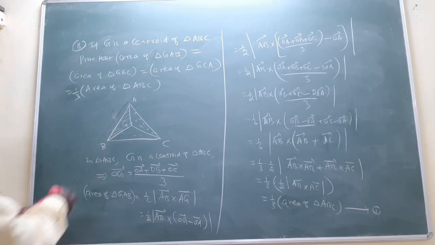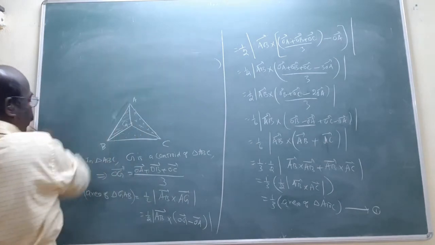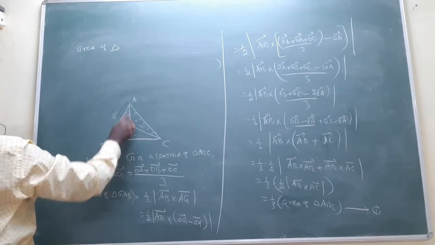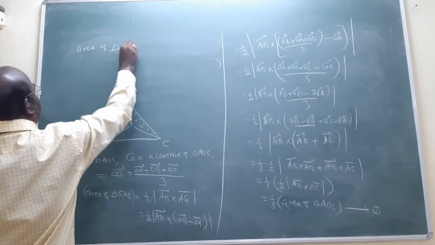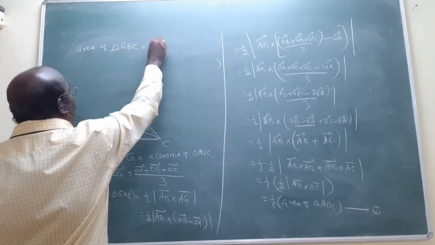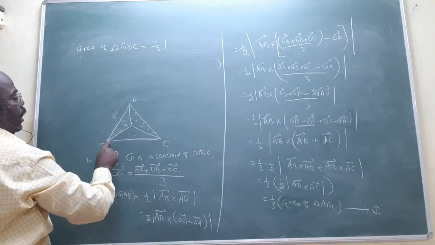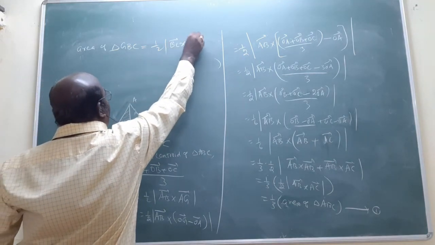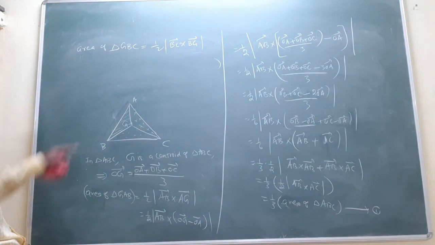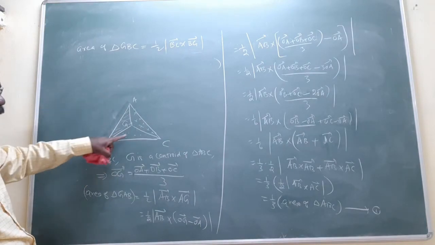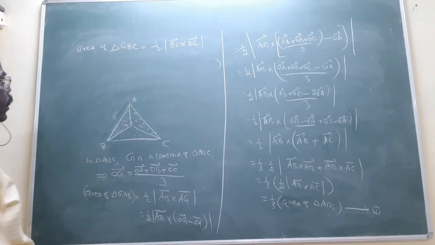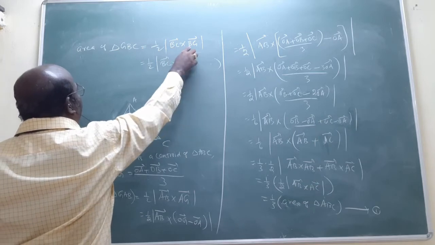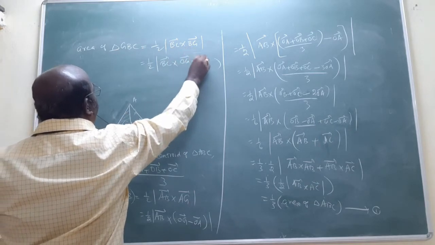Now the same thing. Continue the problem. Now start with the next one. Area of the triangle GBC, equal to the same thing only. Half into this one, what is the answer? BC cross BG. The first one started with AB cross AC. Next triangle, that's why BC cross BG. The same thing only, half into BC cross BG, which connects OG minus OB.